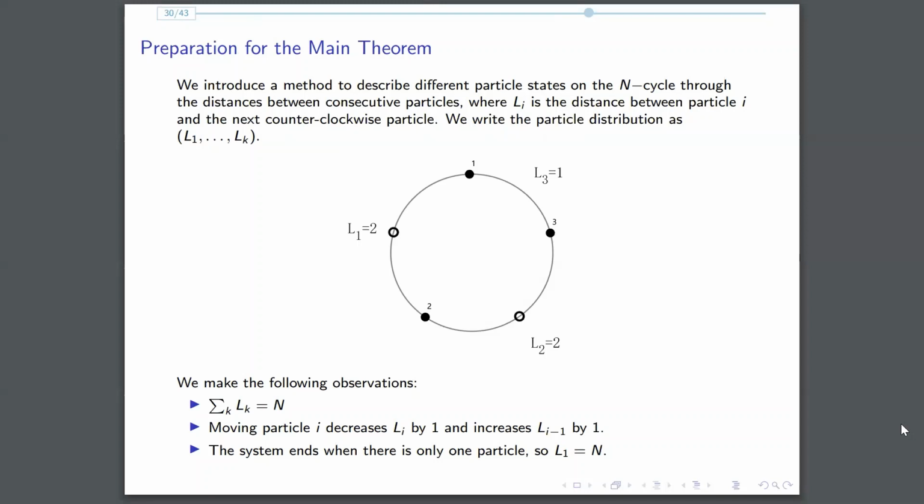By writing the particle distribution as a tuple of the L's, L1, L2, L3, we can describe the particle state. Looking at this method of describing particle states, we make the following observations. First, the L's sum up to n. This is because we start at particle 1 and we always end at particle 1. Observation 2: when we move a particle i, we decrease Li by 1 and increase Li minus 1 by 1. For example, if we move particle 2, we decrease the distance between particle 2 and particle 3, but at the same time, we increase the distance between particle 1 and particle 2. And the third observation is that when the system ends, there's only one particle left. So L1 is the distance between particle 1 and the next counterclockwise particle, which is particle 1. So L1 is just n.